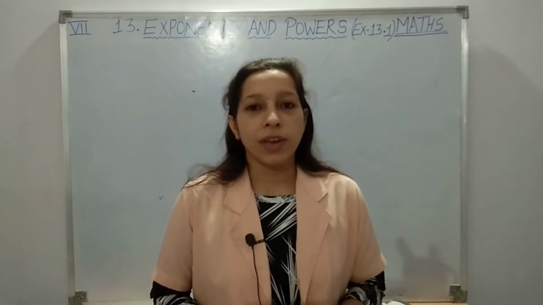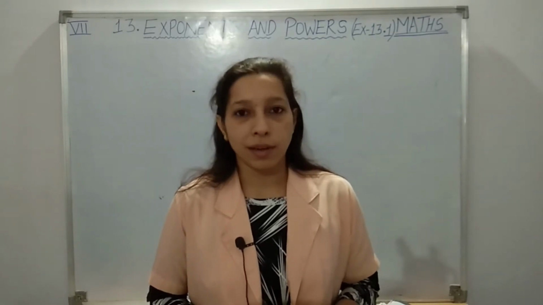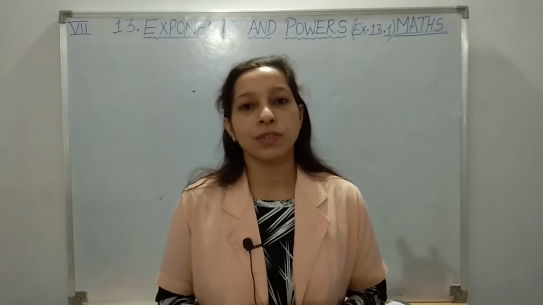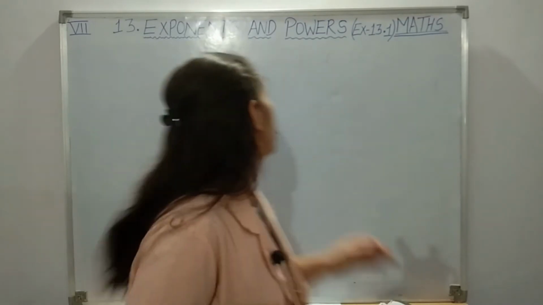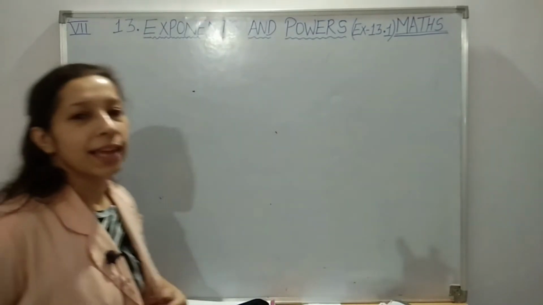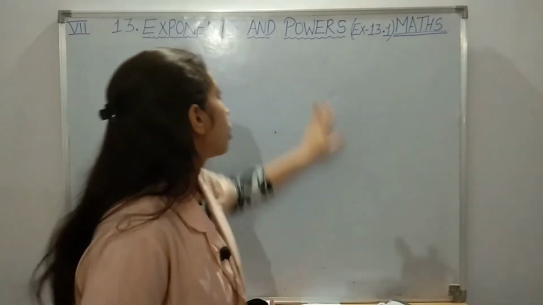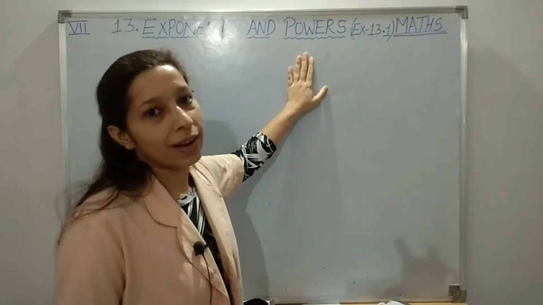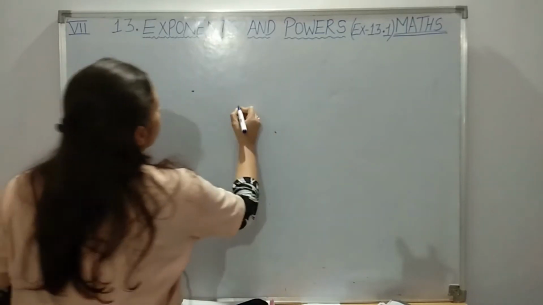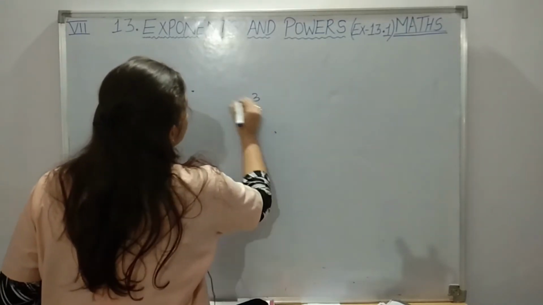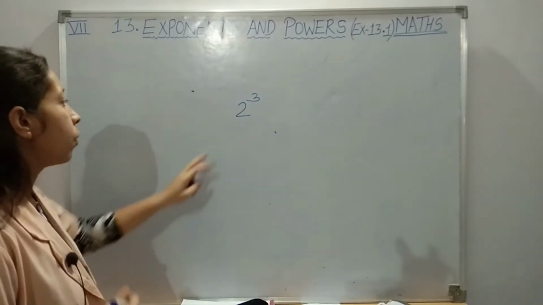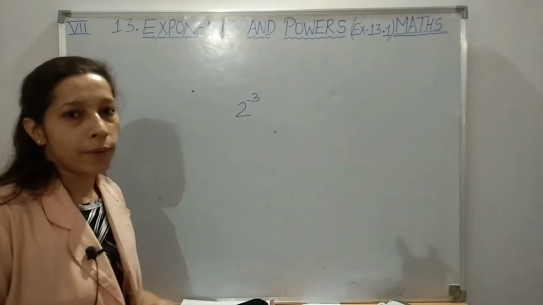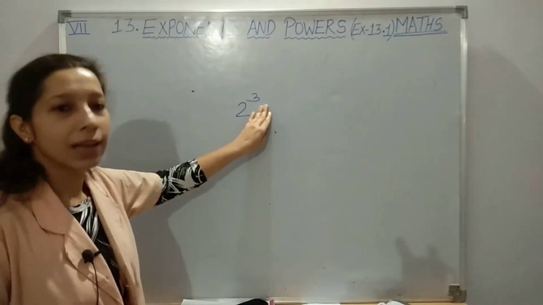Dear students, today we are going to start chapter number 13, exponents and powers, for class 7th. Chapter number 13, exponents and powers. Power is not a new term for you, isn't it? You know very well about power. Suppose a number is written like this. What are you going to read it as? It will be read as 2 raised to the power 3, isn't it? So you are familiar with power.